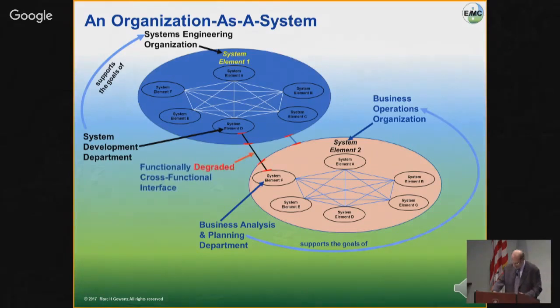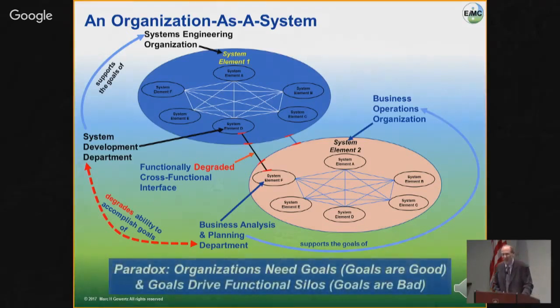This dependently independent working interface between the lower order system functions degrades the functionality of the lines of communication, which in turn degrades the ability of each organization to accomplish its goal, which is a paradoxical situation. Without goals, organizations do not have purpose and will lose motivation. With goals, organizations are motivated to lose integration, resulting in loss of functionality. Goals, can't work with them, can't work without them.